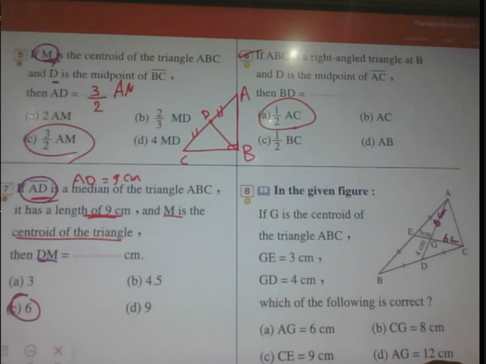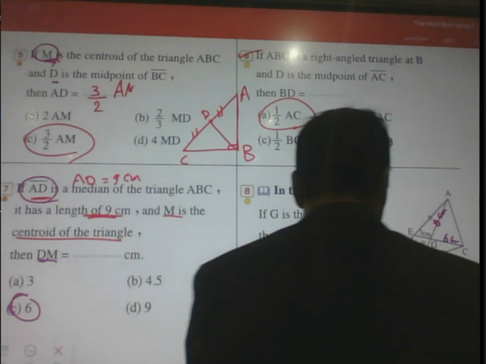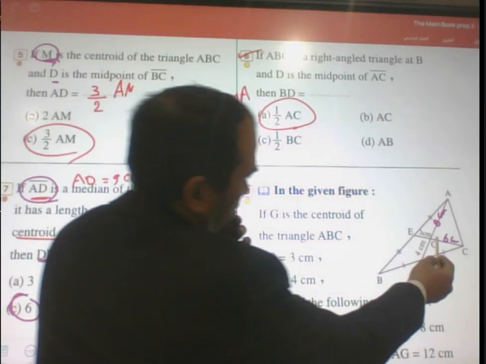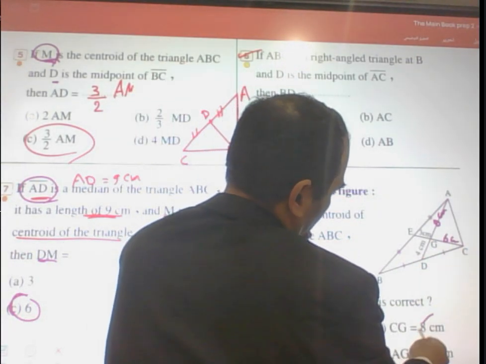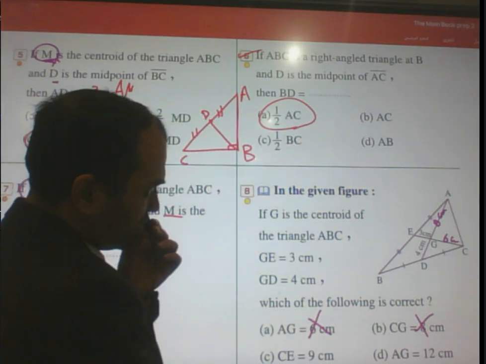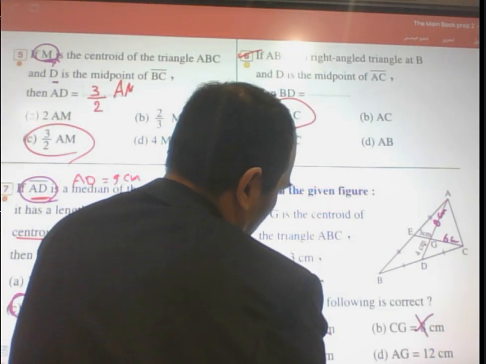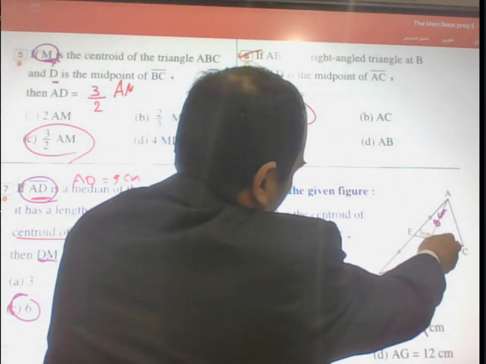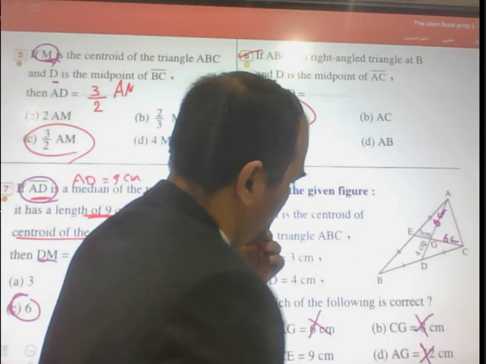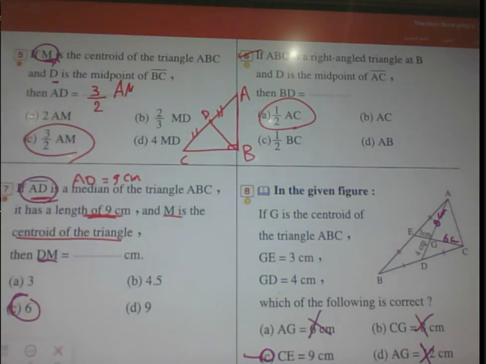Which of the following is correct? He asked about EG 6. No, it will be 8. And what about CG 8 centimeter? No. CE 9 centimeter, from C to E, 6 plus 3 is 9. It's correct. Choose letter C. And EG is 8, not 12. Okay, then the answer will be letter C.